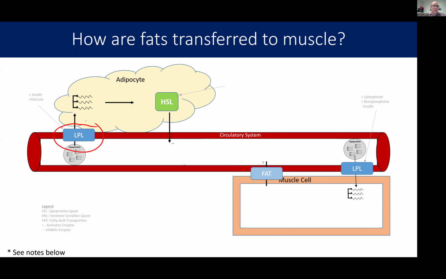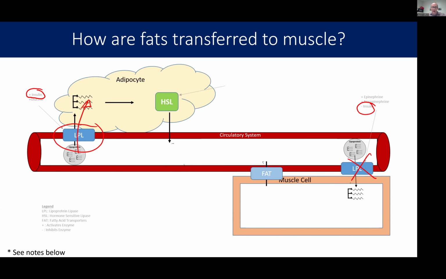It still gets the triglycerides into the target cell, into the adipocyte, but its activity is sensitive to different things. The version on the adipocyte is sensitive to insulin. In the presence of insulin, this enzyme works harder. It's going to bring more triglycerides into the adipocyte. That's in contrast to the muscle version over here, which is inhibited by insulin.